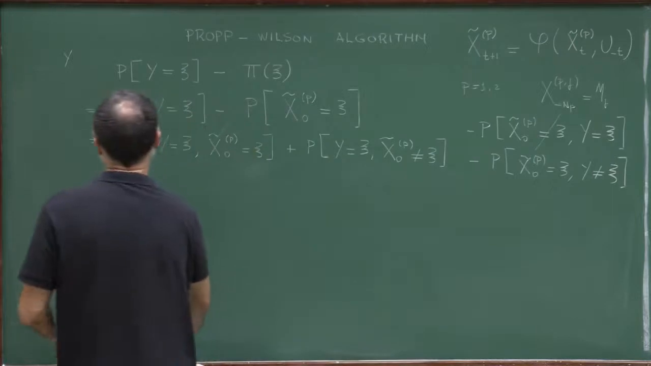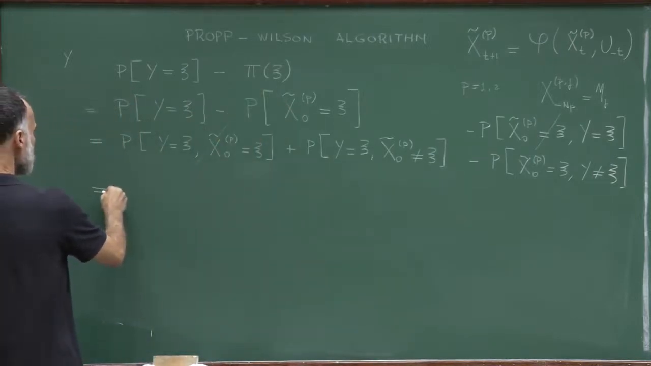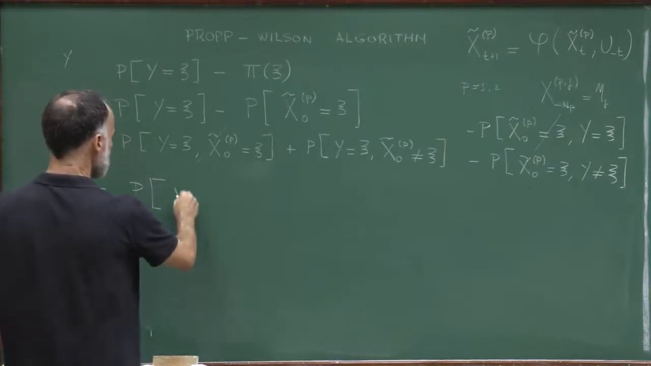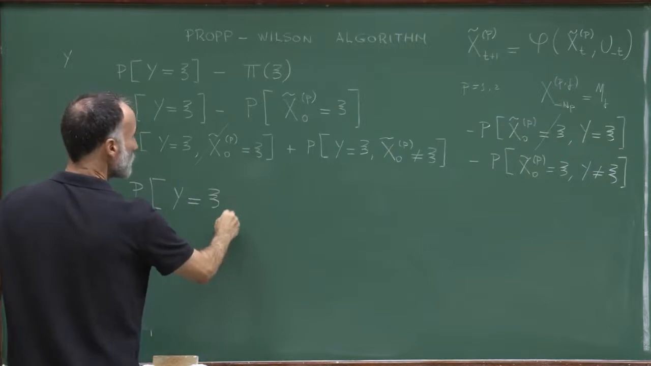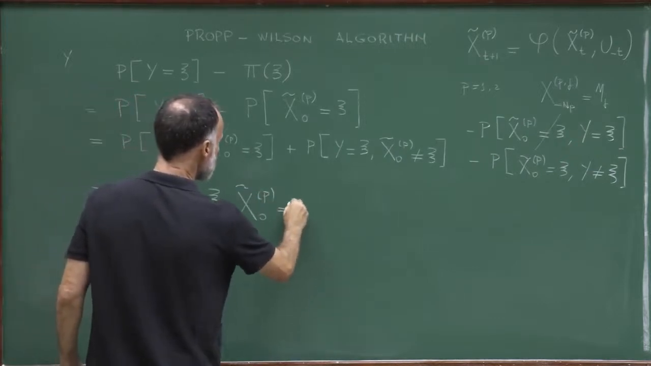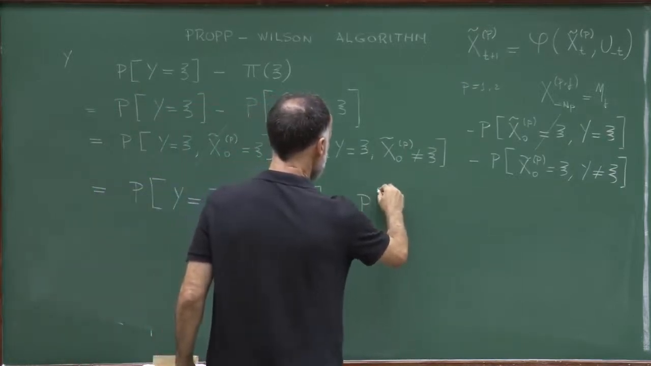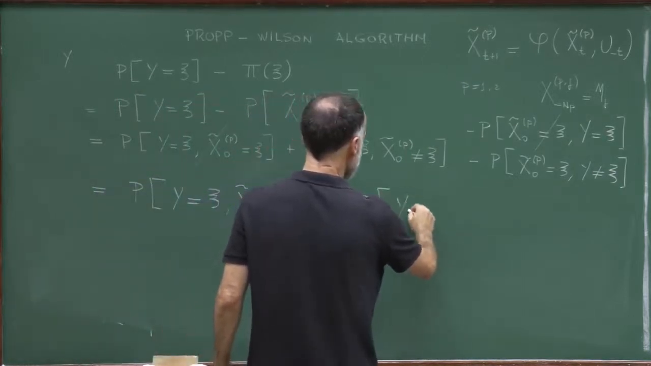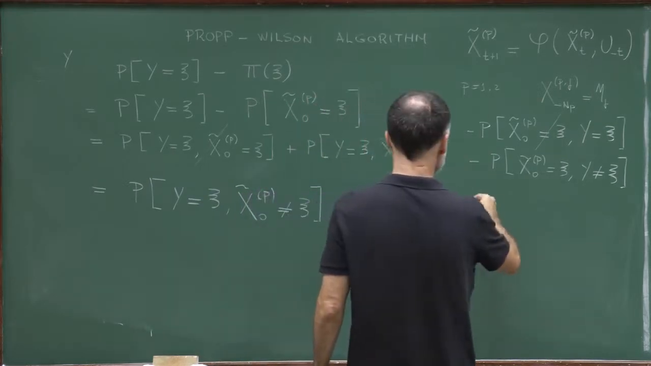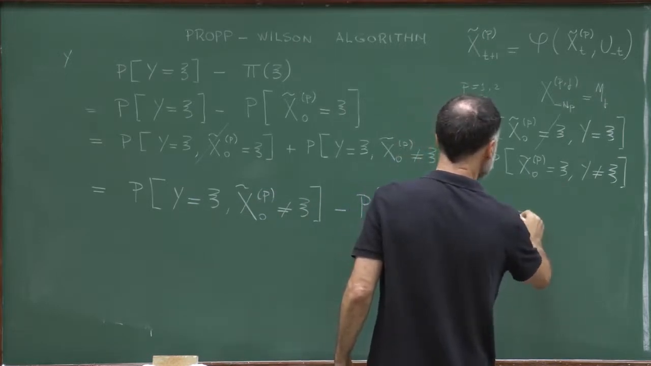So up to now, I proved that this difference is equal. Let me write it. It's equal to the probability that y is equal to xi and x tilde p0 is different from xi, minus the probability of the complement, which is y is different from xi and x tilde p0 is equal to xi.